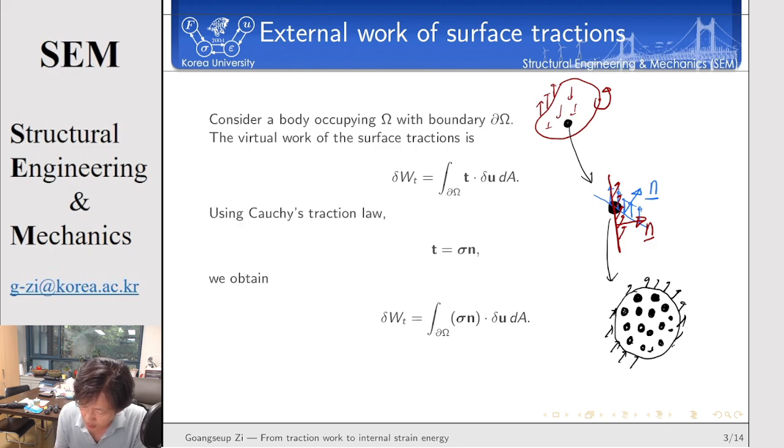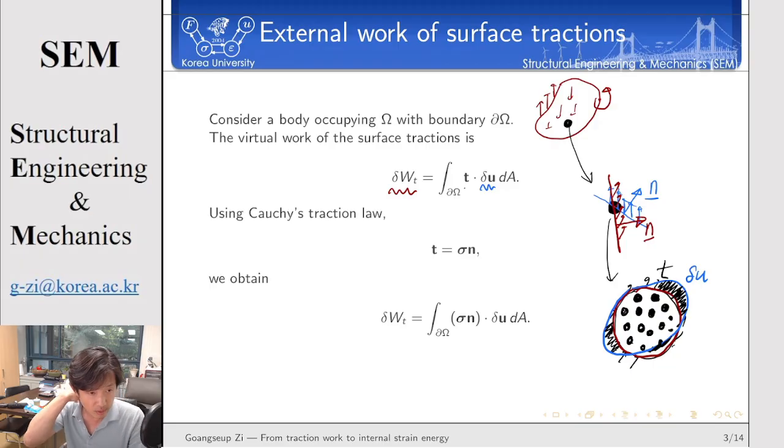Okay, then along the surface, we can calculate the work done by the traction. Say I have traction, and if you consider the variation of displacement over the surface, then we can imagine this kind of displacement variation, delta u. And my traction must do work over this displacement variation. This is the work done by traction over displacement variation.